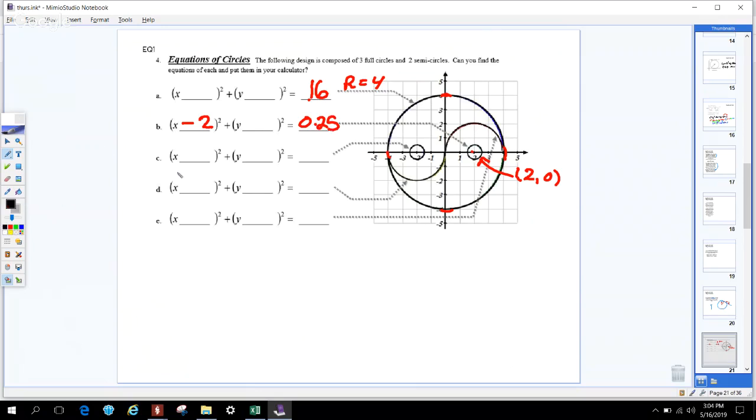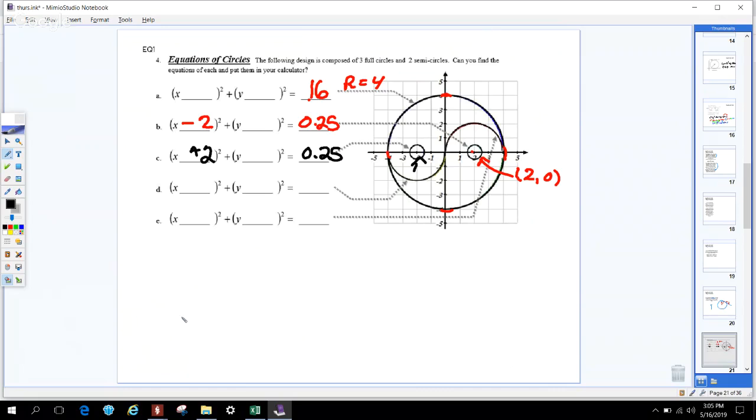Okay, what is circle C? Is this little baby here? Who's got my center for this one? For C? -2, 0. So what am I going to write in here? +2. And then again, the radii are the same. 0.5 squared will give you 0.25.